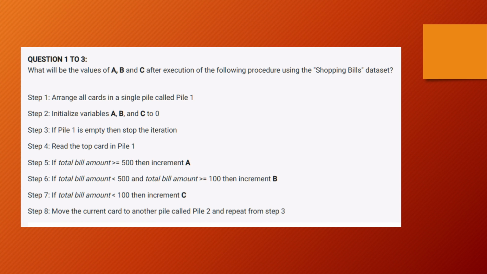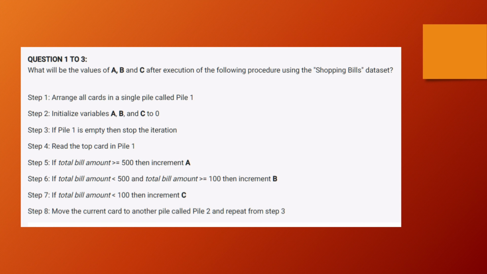Similarly, step 6 says that if the total bill amount is lesser than 500 and the total bill amount is greater than or equal to 100, then increment B. So it basically means that if you see anything less than 500, that is up to 499, and anything greater than or equal to 100, which means from 100 to 499, if you see any total bill amount in that range, you have to increment B.